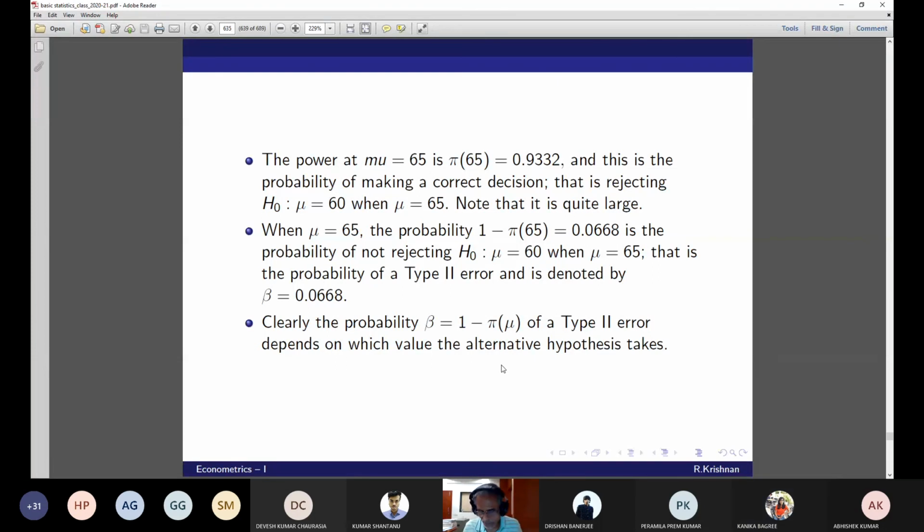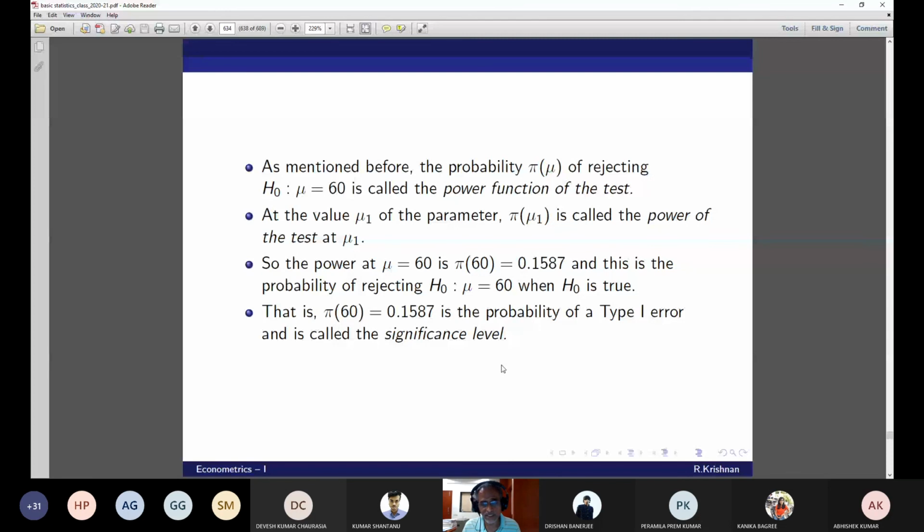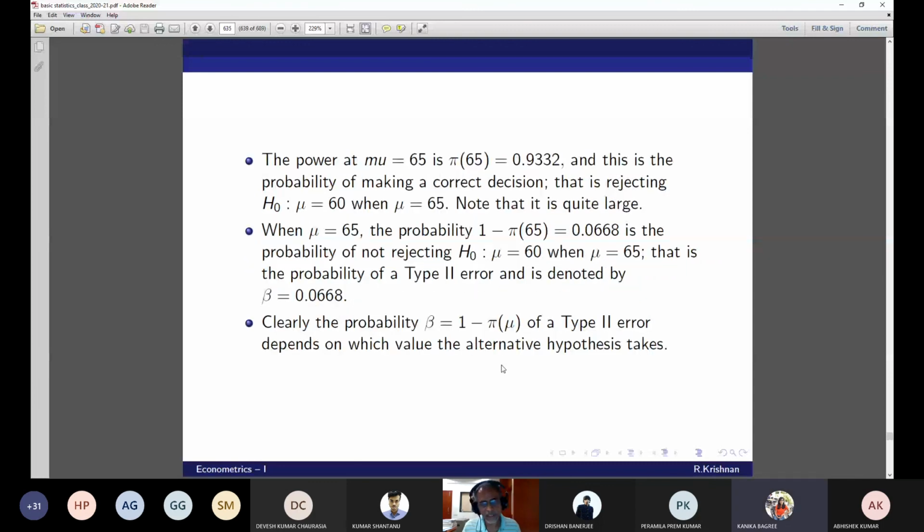So what is the common sense? You are saying that the null is mu equal to 60 and you're taking mu equal to 70. There is no way you're going to accept mu equal to 60 at this point. That is the alternative. Power is something you calculate using the power function for the various parameters you have in mind.